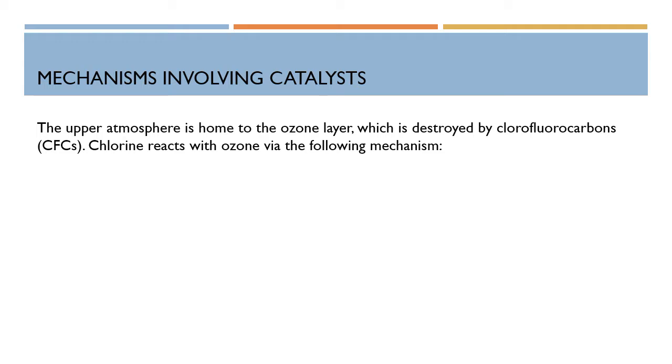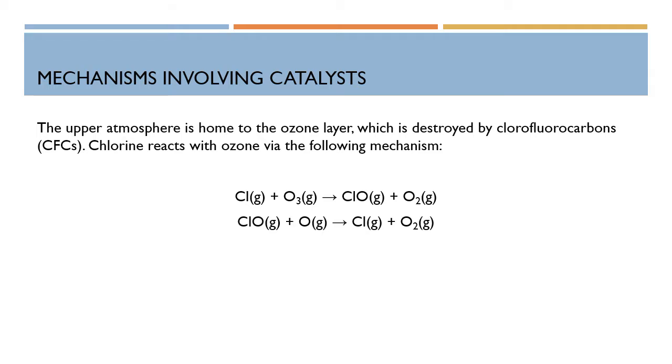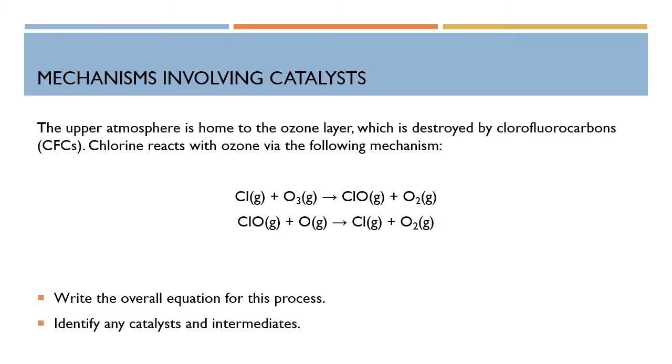Let's take a look at an environmental catalyst. The upper atmosphere is home to the ozone layer, which is destroyed by CFCs, or chlorofluorocarbons. Chlorine reacts with ozone in the following mechanism. First we have chlorine reacting with ozone to create this chlorine oxygen compound and oxygen. Then the chlorine oxygen compound reacts with an oxygen atom to create a chlorine atom and oxygen. So a chlorine atom is used and then it's released.